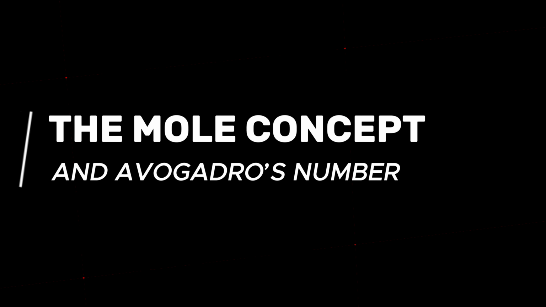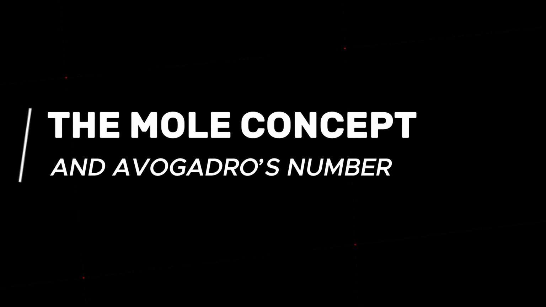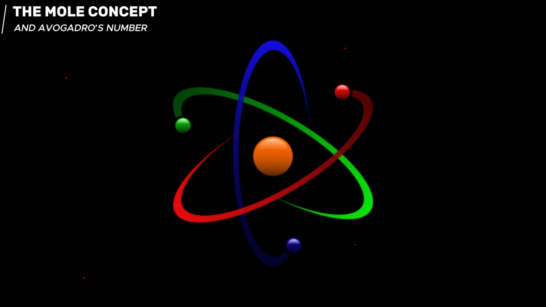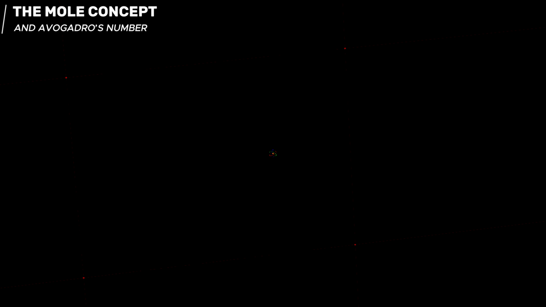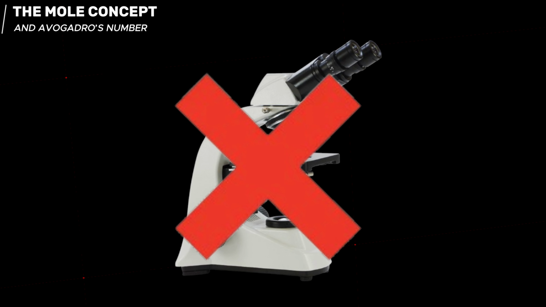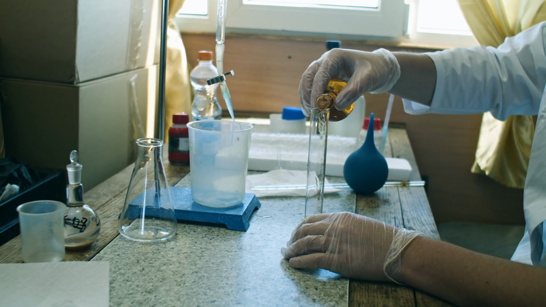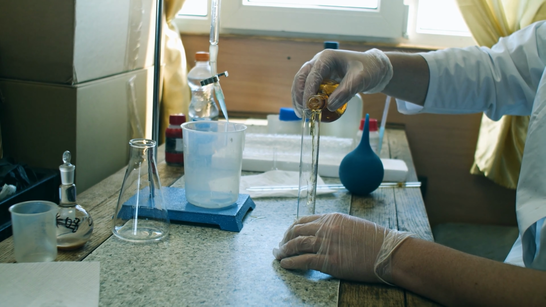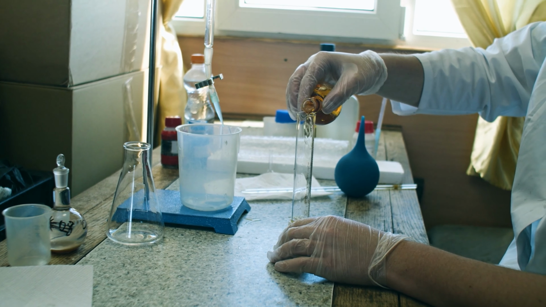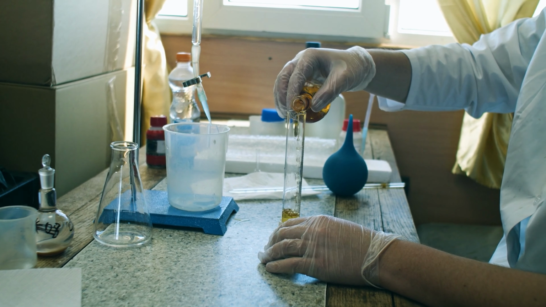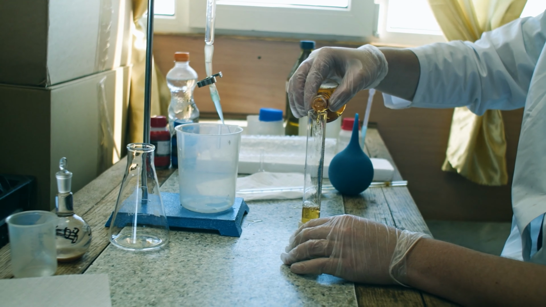Today we're looking at a very important concept and topic in chemistry called the mole concept and Avogadro's number. Atoms are too small to be seen by the most powerful microscopes. It becomes impossible to weigh them individually. So chemists measure substances by weighing their mass. This helps us to determine the number of specified particles they contain.